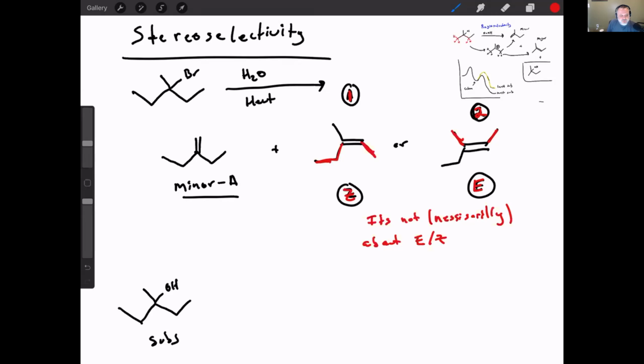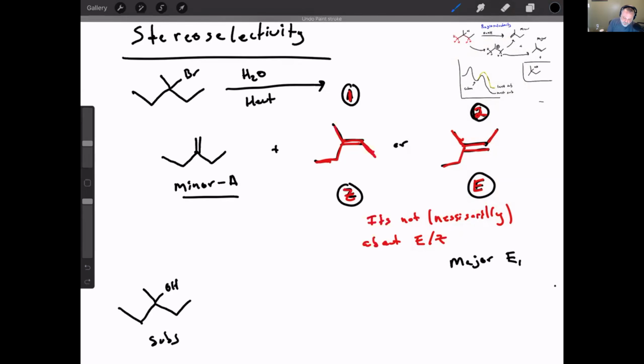Yeah, it's definitely a consideration of steric hindrance. Which one is least hindered? Is it the one where the methyl groups are interacting, or the one where the methyl and the ethyl are interacting? It's the one where the two methyl groups are interacting that has the less hindrance. So this is the actual major E1 product, and this is the other minor E1 product.